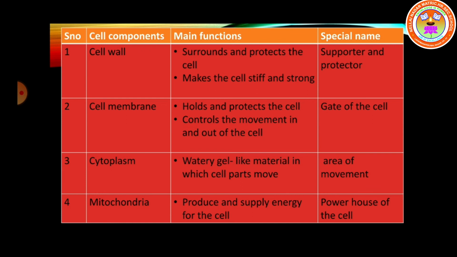Next is the cytoplasm. Cytoplasm is a watery gel-like material in which the cell parts move. So, they are suspended inside the cytoplasm. As you all know, the cell organelles, that is the membrane bound organelles, are suspended within the cytoplasm and they move within the cell. Okay. So, we call it the area of movement. Next is the mitochondria. They produce and supply energy for the cell, isn't it? So, we call them the powerhouse of the cell. Mitochondria is called the powerhouse of the cell.